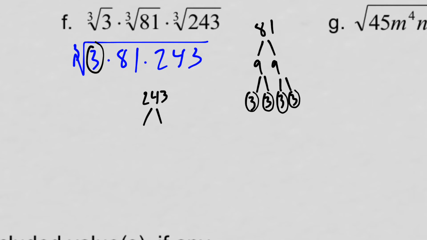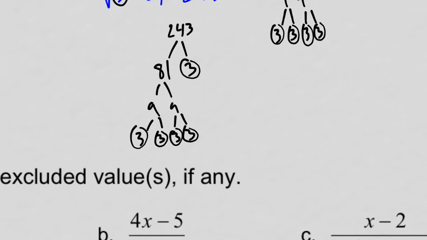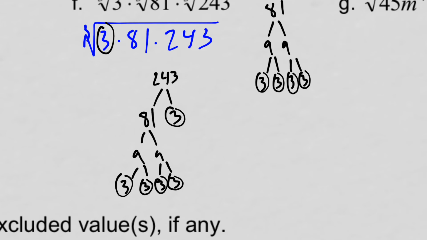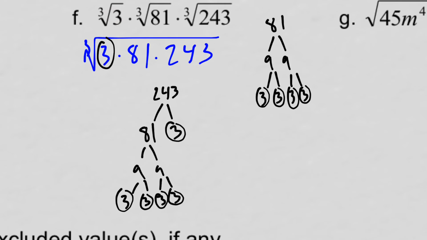243 is 81 times 3. There's another 3. And this is 9 times 9, which is 3 times 3 and 3 times 3 again. Look at that, bunch of 3's. So how many total 3's do I have? 1, which is the original radical 3 that was there. The 81 gave me 4 more, that's 5. And the 243 gave me 5 more, that's 10 3's in total. Nothing else. There are no other types of factors except 3's.